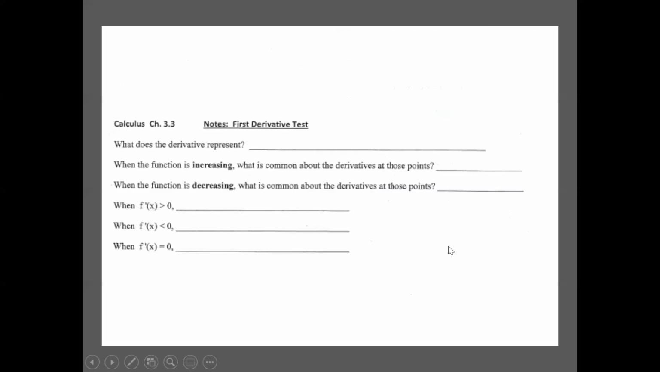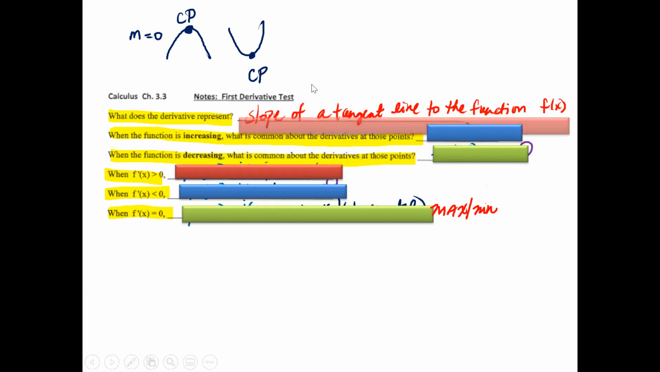All right, let's go ahead and fill out some of this stuff. All right, looking at this right here, what does the derivative represent? Well, the derivative basically is representing the slope of a tangent line to the function f of x. So for example, if this is your function, your derivative at this critical point right here is going to represent the slope of this tangent line. In this case, since it's a maximum, it is a slope of 0.